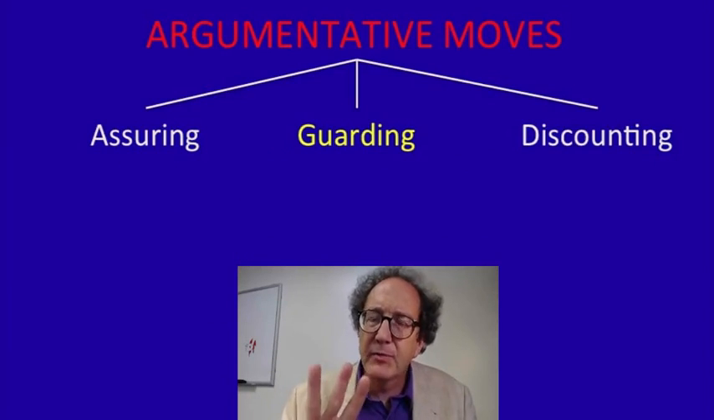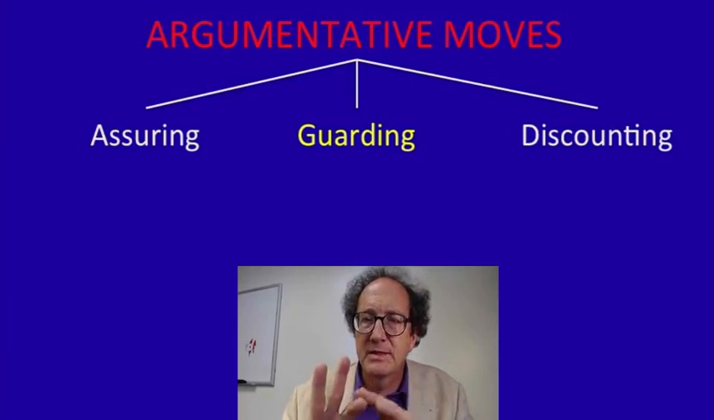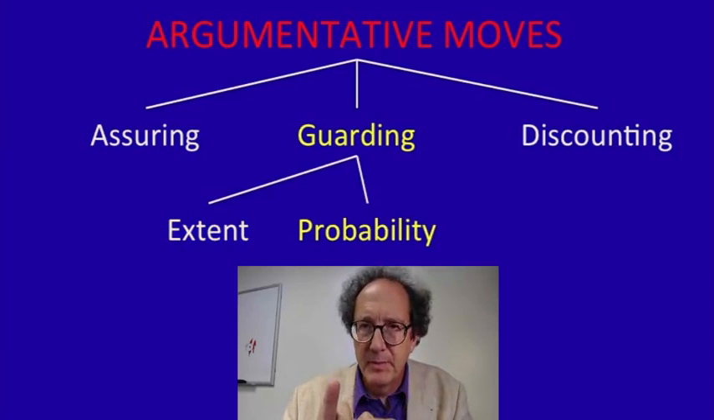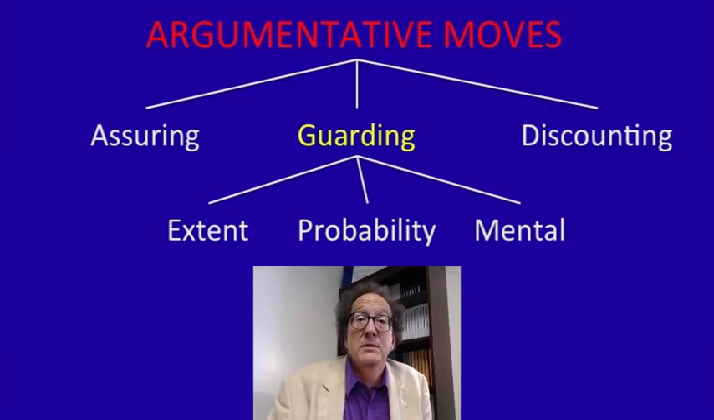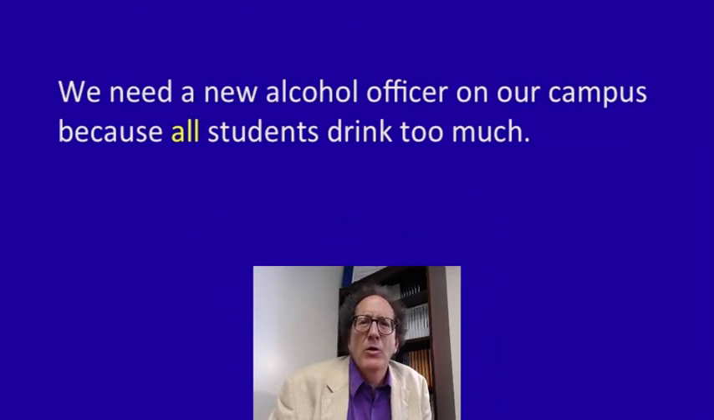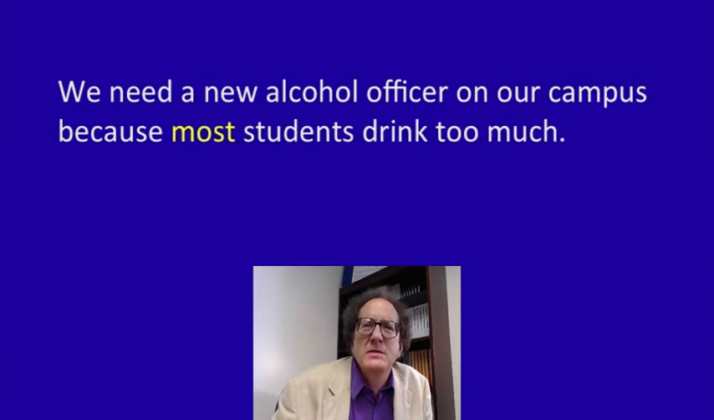But there are at least three different ways to do this. One is the extent, the other is probability, and the other is mental. First, guarding by extent. We need a new alcohol officer on our campus because all students drink too much. Well, that's clearly false. Not all students drink too much. Most students drink too much. Well, not most. Maybe not most.